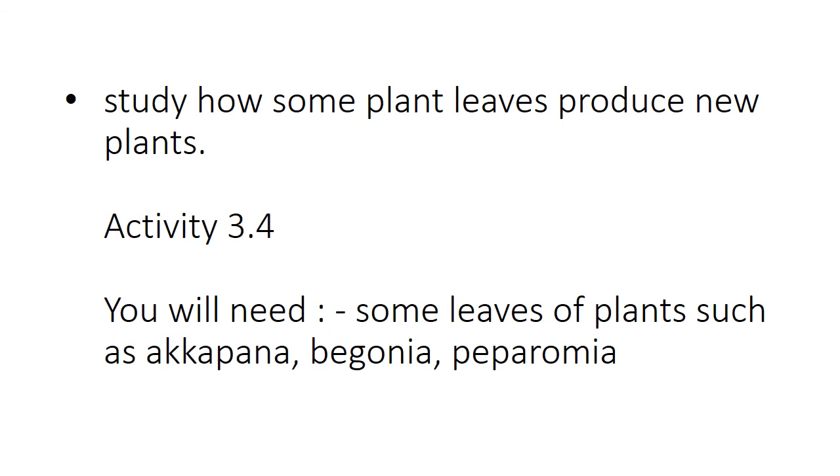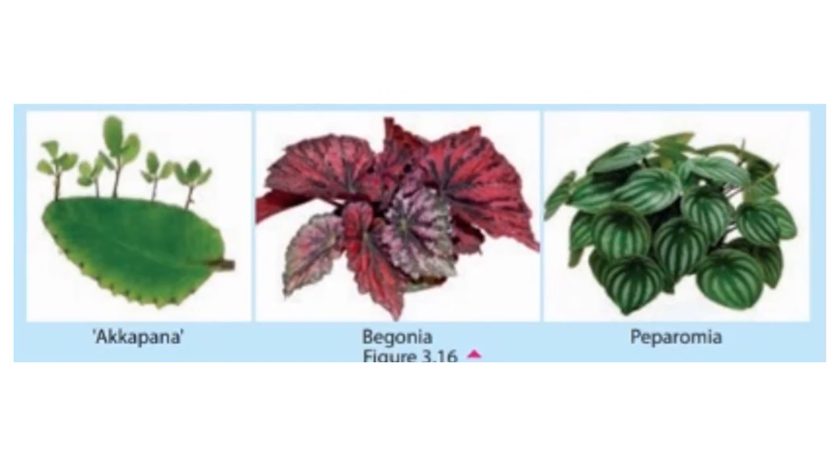There's an activity, the fourth one, to study how some plant leaves produce new plants. We need some leaves of plants such as Akapana, begonia and peperomia. These are those plants, Akapana, begonia, peperomia. You have to make a small cut at the veins of these leaves and cover the place with soil. Keep watering them for several days. After 4 to 5 days, you can observe roots near the veins of the leaves.